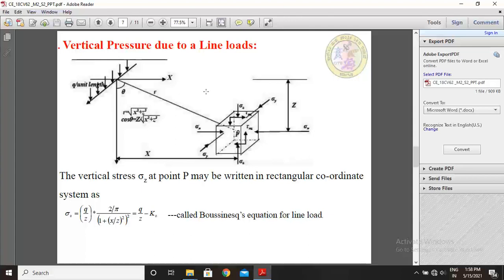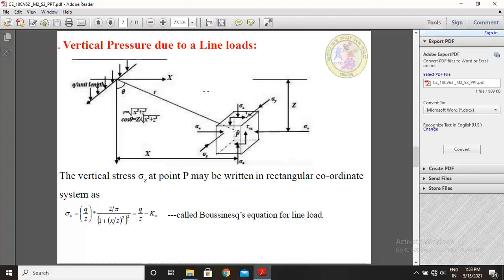Next class, next topic is vertical pressure due to line loads. So now we have confirmed how to determine vertical stress for circular footings with point loads. Now if the load is acting in terms of line loads, in a natural clay stratum, line loads.